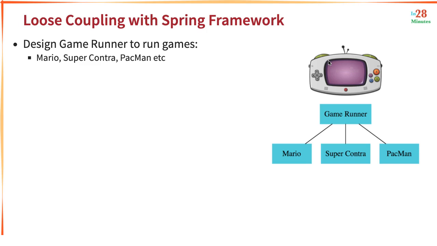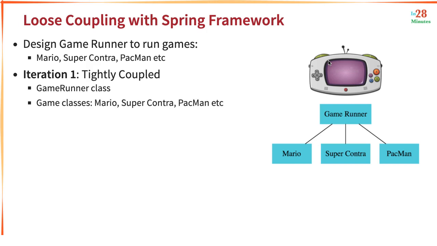Let's try and play with a simplified version of this. What we'll do is we'll implement this in multiple iterations. In the first iteration, we would build some hard-coded, tightly coupled code. We would build something called a game runner class, and we will have game classes like Mario, Super Contra, Pac-Man, etc.